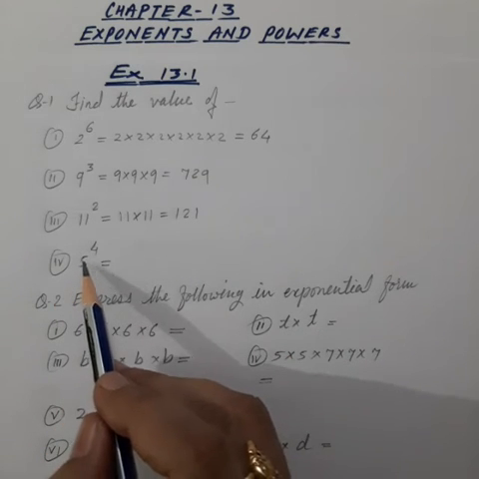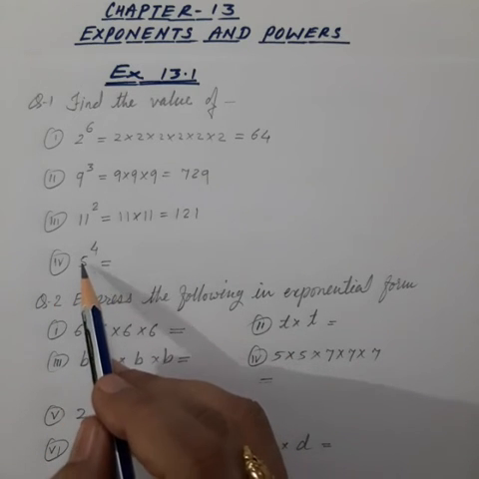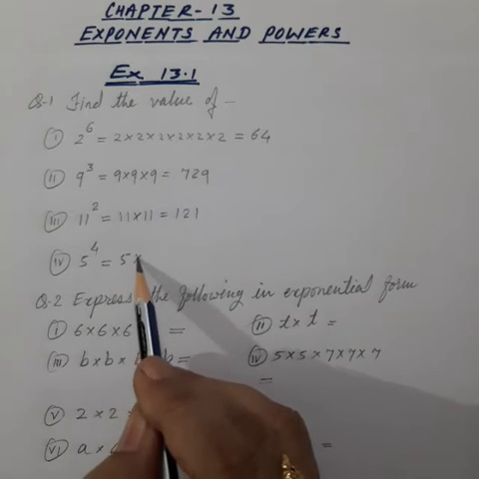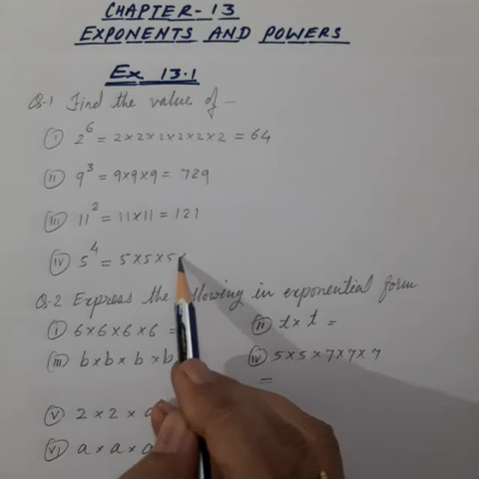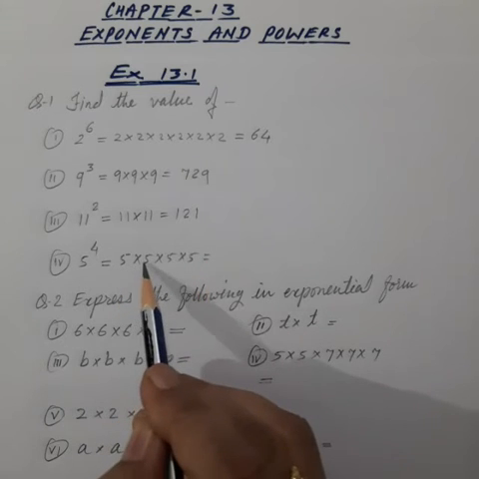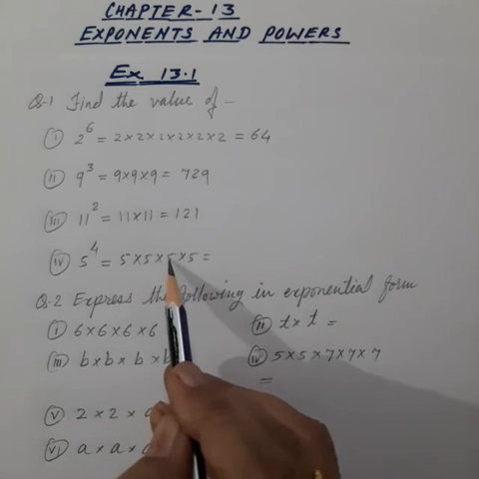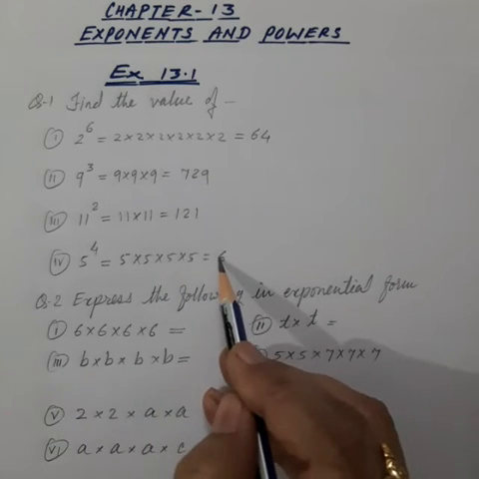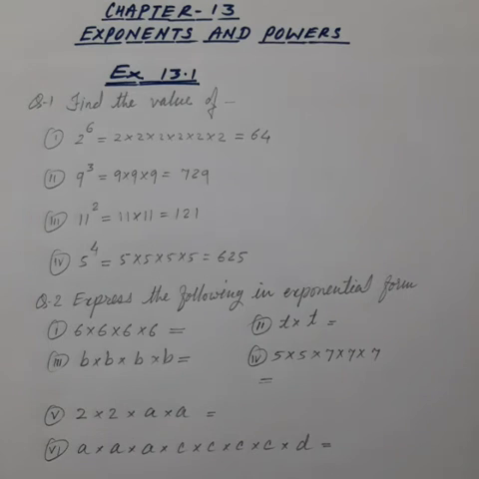Fourth, 5 raised to the power 4. 5 is multiplied by itself 4 times. 5 into 5 into 5 into 5. 5 5s are 25, 25 5s are 125 and 125 5s are 625.